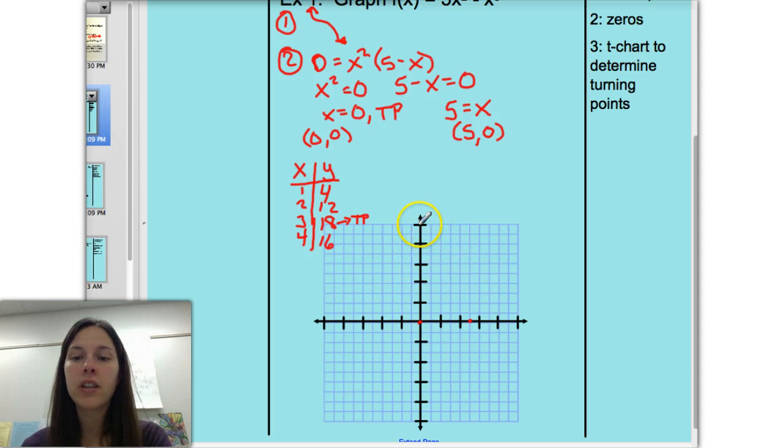And because I scaled these by 1, this only goes up to 10, so I am going to rescale these. Right here will be my x-intercept of 5. So you can plot all of these points, or you can just plot your turning point and give me a quick sketch of the graph. So that's what I'm going to do. I'm going to plot 3, 18.